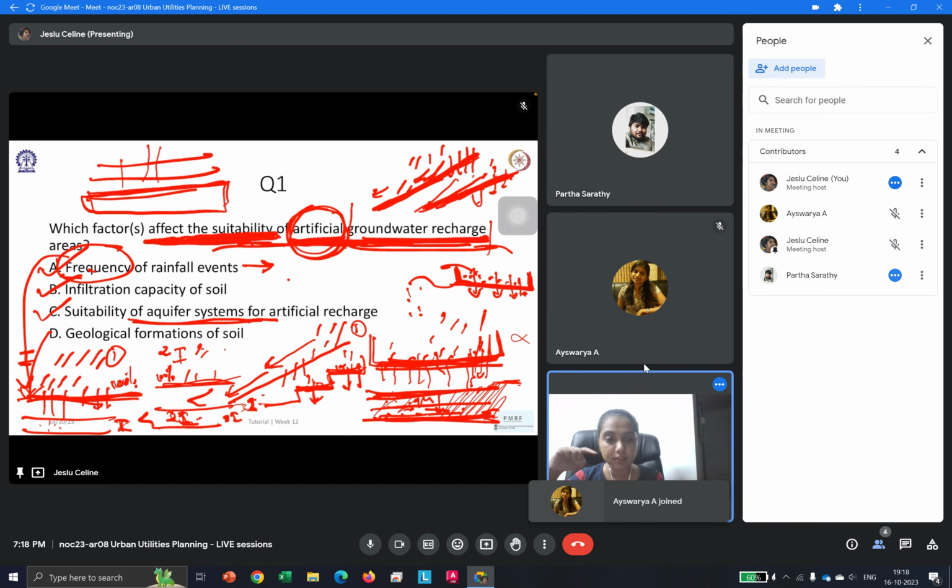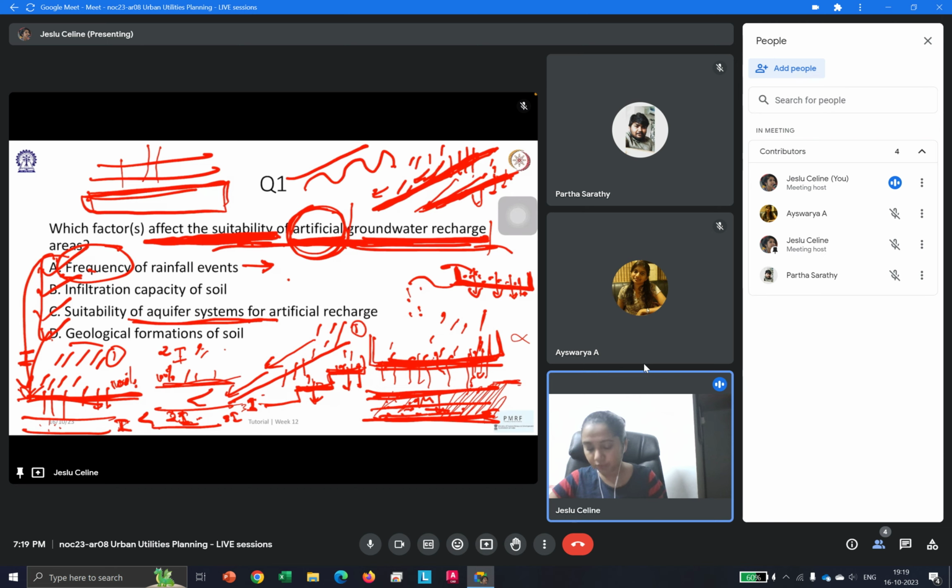Will that influence? Yes, ma'am. That is exactly what we were discussing right now. For instance, if you have a slope land or a terrain land, and then the soil type, the percolation rate or the infiltration capacity of the soil, all these will influence the artificial recharge structure that we will be designing there. Geological formations of the soil also influence the suitability. So all four options, frequency of rainfall event, infiltration capacity, suitability of aquifer systems, and geological formations, influence the suitability of artificial groundwater recharge.